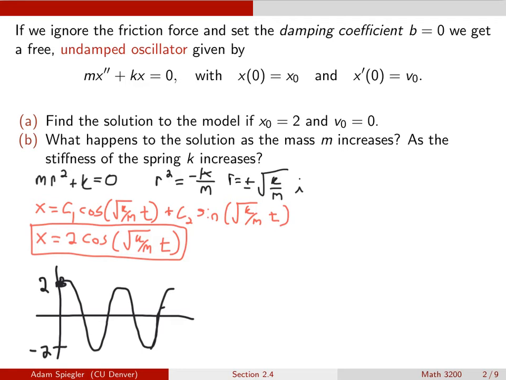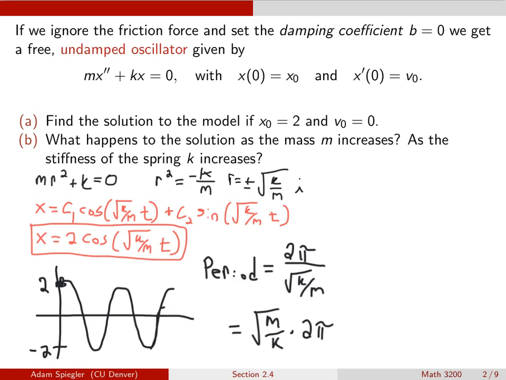But this has a period that depends on the frequency. And so to find the period, we would take 2 pi and divide by this factor on the inside. So we would divide by the square root of k over m. And so in other words, the period here would be the square root of m over k times 2 pi.